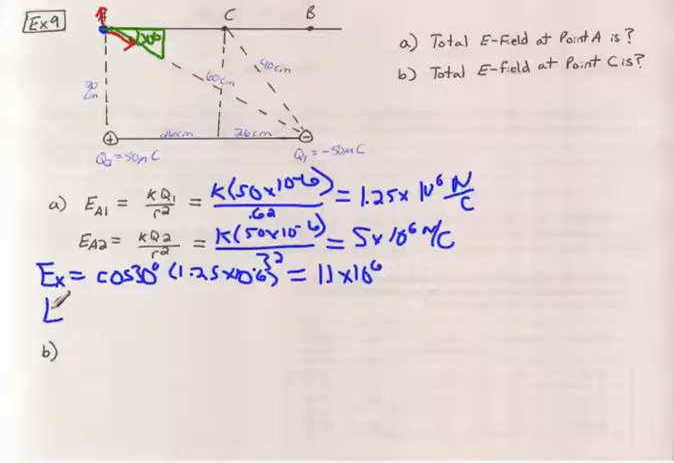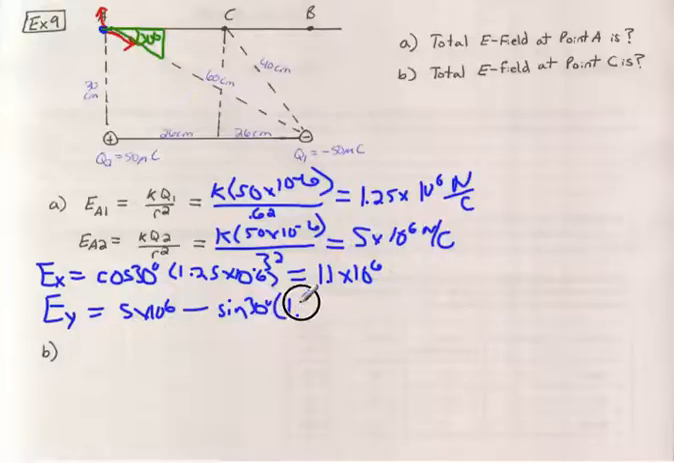All right, then the y direction, they both contribute to that, right? We've got like this guy trying to push up, so we'll say that that's the positive direction, so 5 times 10 to the 6th. And then this guy's trying to pull down in terms of the sine of 30 degrees. This much. So you get 4.4.